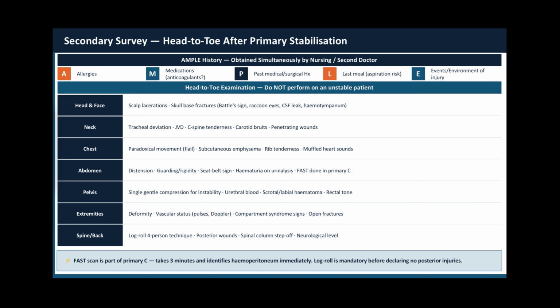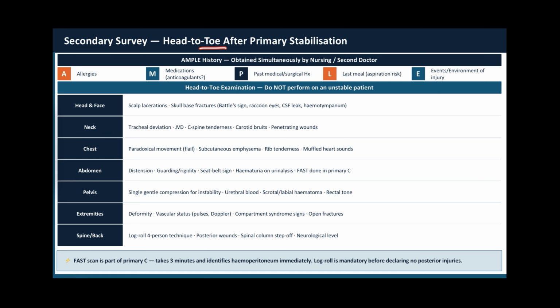Secondary survey. Once life-threatening conditions have been addressed and the patient is stable, then we move to the secondary survey. This is your detailed head-to-toe examination, only after the primary stabilization. Before examining the patient, obtain an AMPLE history in case of a trauma patient and a SAMPLE history in case of non-trauma patients. Assess for the signs and symptoms. The rest is the same for both trauma and non-trauma patients.